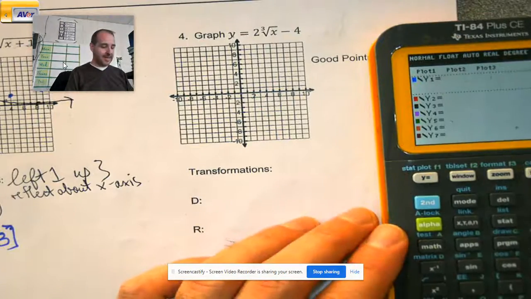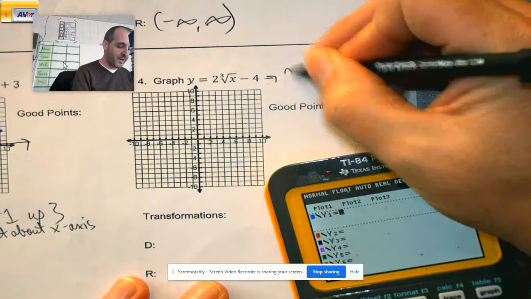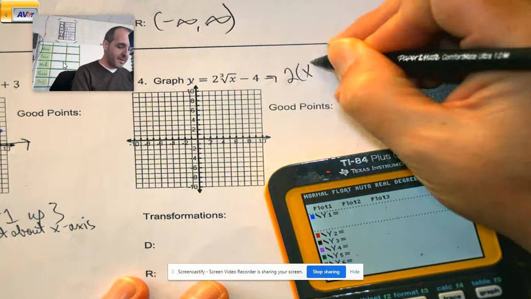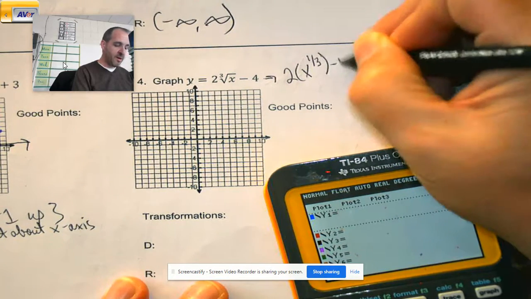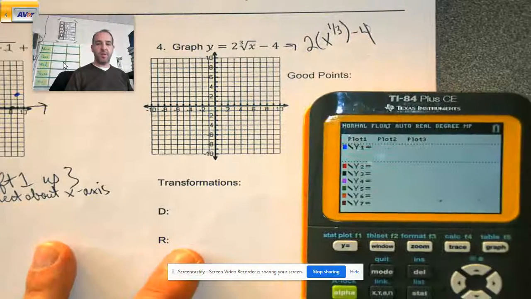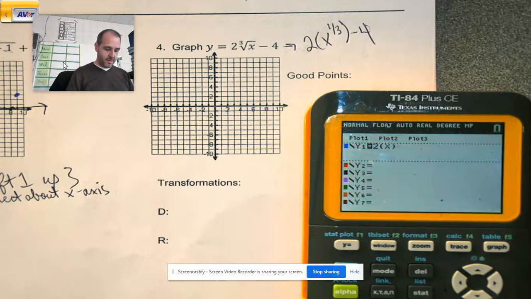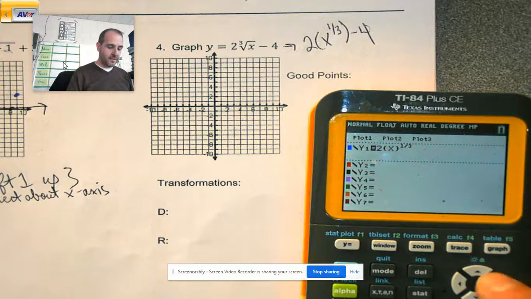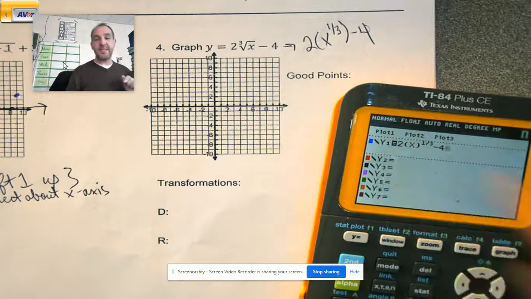Again, I can't say it often enough. Keep these close when you're doing these assignments, because it is going to make your life much easier. Okay? If we're not using the cube root, we're going to want to type it in this way. So there's my 2. Here is my cube root of x. Okay, so the minus 4 doesn't get in there. The 2 doesn't stay in the parentheses. The only thing that's being cube rooted is the x.